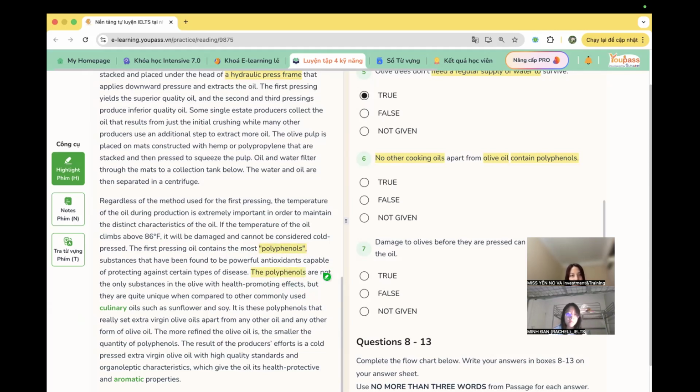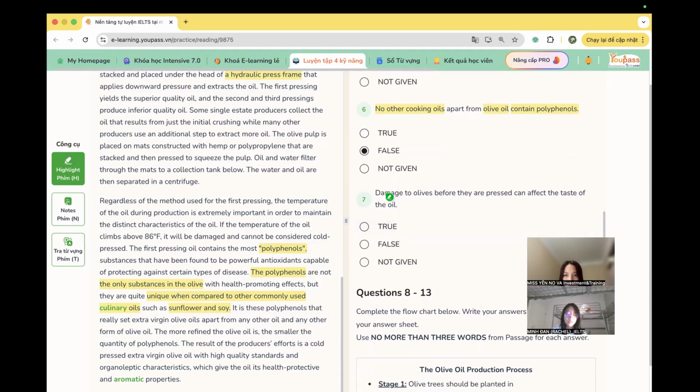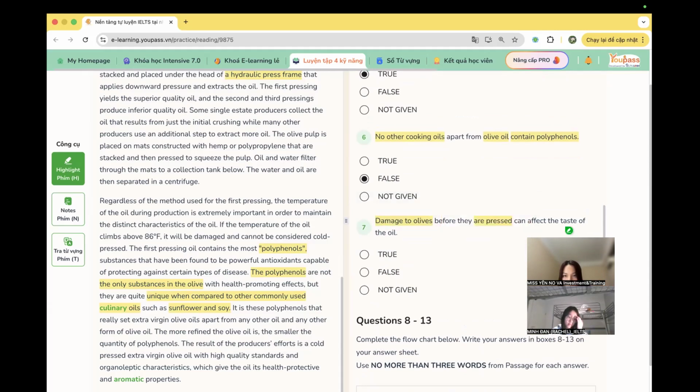The polyphenols are not the only substances in the olive. They are quite unique when compared to other commonly used culinary oils, such as sunflower and soy oil. So they mention no other cooking oil apart from olive oil contain polyphenols. It is a true, false, not given statement. Quality of phenols. Yeah. Damage to olives before they are pressed can affect the taste of the oil.